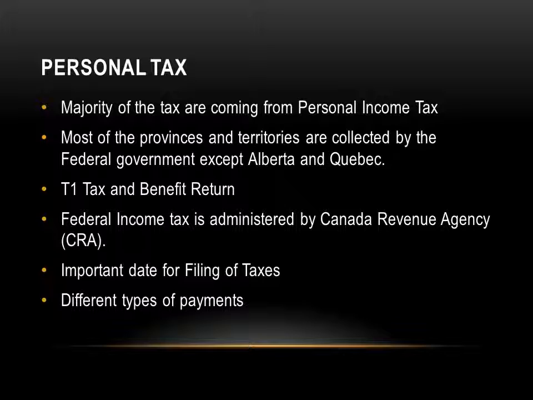They must also file a T1 tax and benefit return for individuals. Federal income tax is administered by the Canada Revenue Agency, or CRA. The important dates for filing taxes are April 30th or June 15th. There are also different types of payments. They can pay tax through deductions, installments, payments during filing, and arrears of payment.